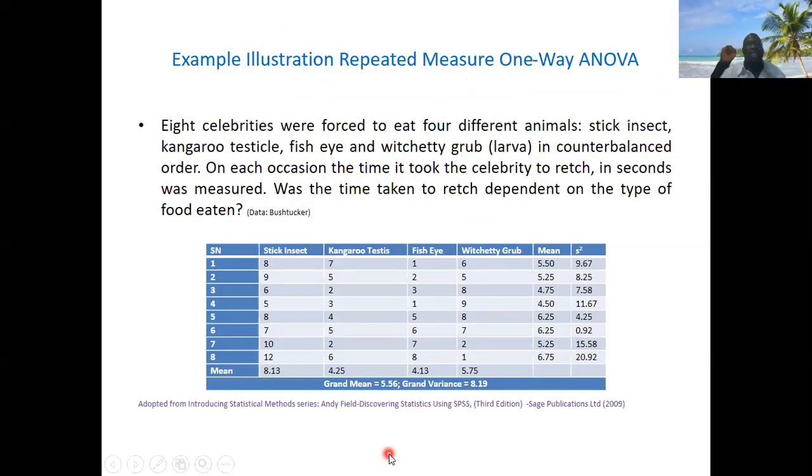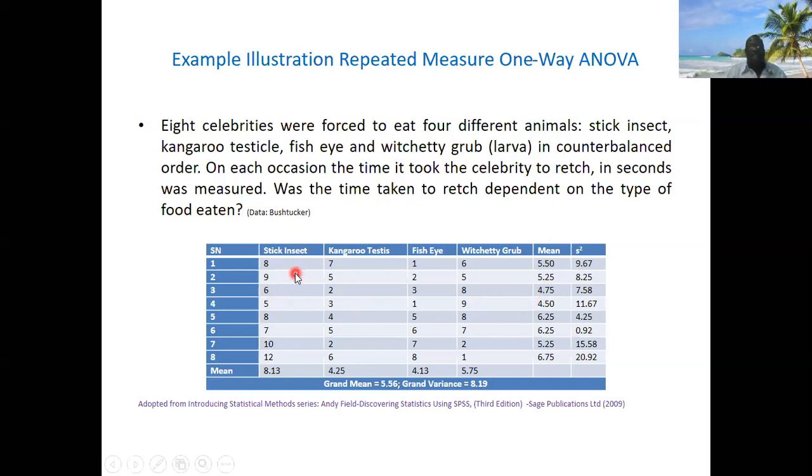I know that. Does that one raise questions? If you look at the example, these are different foods they give to some celebrities to eat, about 8 celebrities. All of them eat stick insect first. When they eat stick insect, they calculated the time they retch, as if they want to vomit. They calculated in seconds how long they do that.